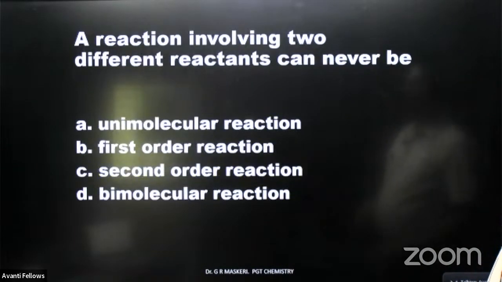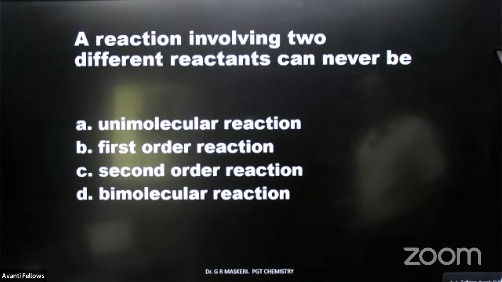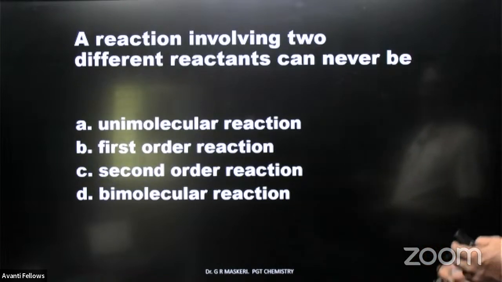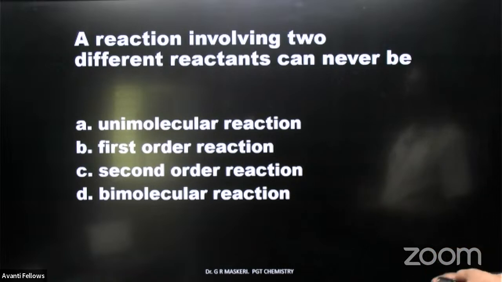Fine. The reaction involving two different reactants can never be unimolecular reaction, first order reaction, second order reaction, bimolecular reaction.